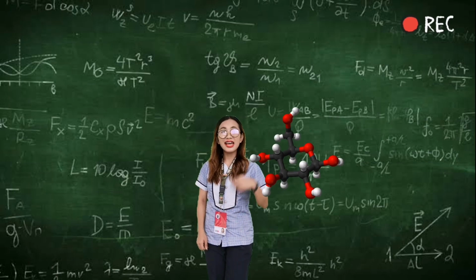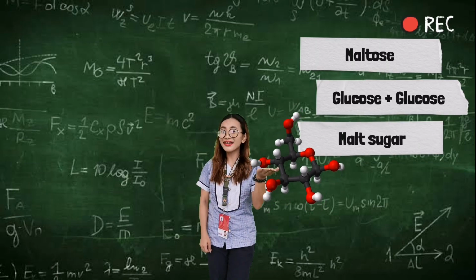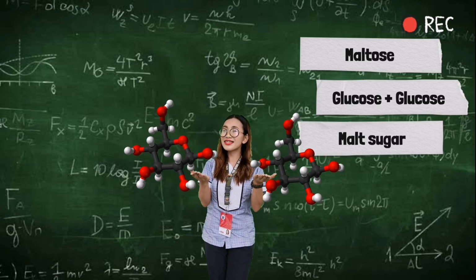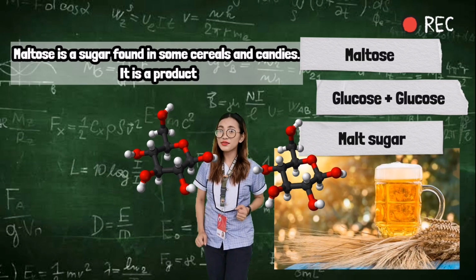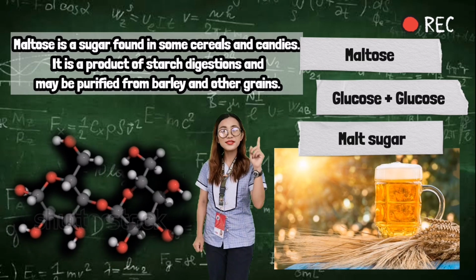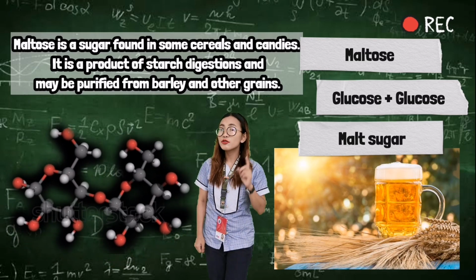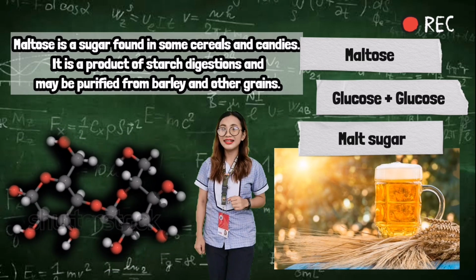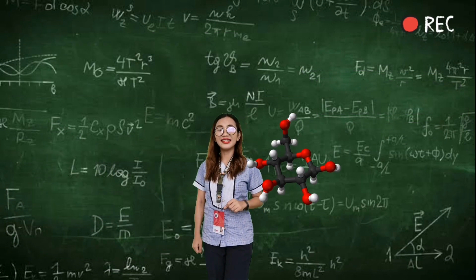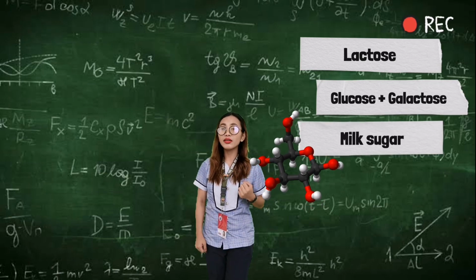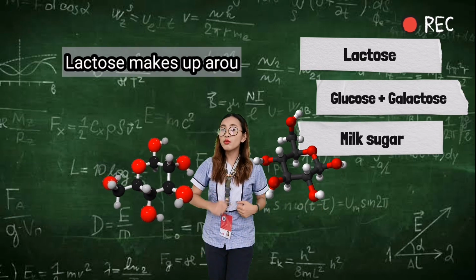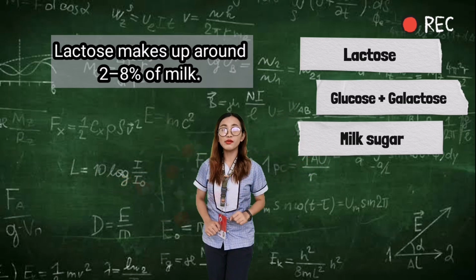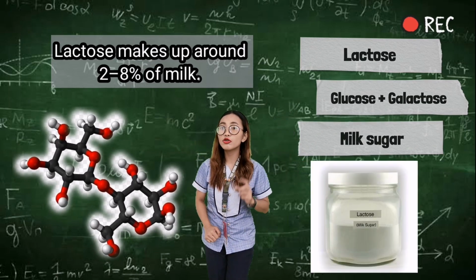Next one, glucose combined with another glucose will form maltose. Maltose is also known as your malt sugar or the sugar present in your beer. Third, glucose combined with galactose will form lactose, also known as the milk sugar.